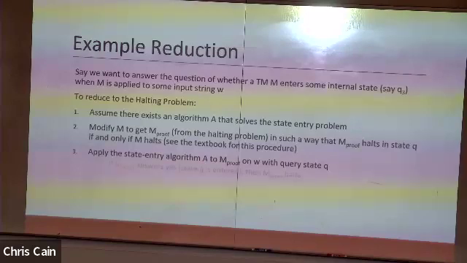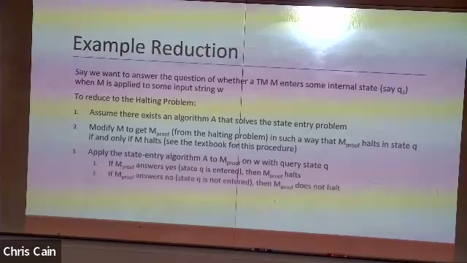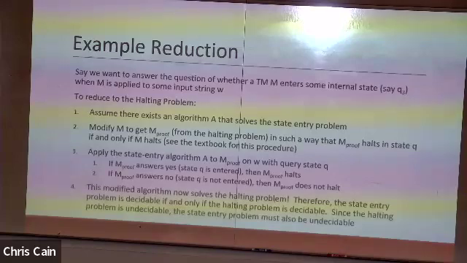The conclusion from this is if M' answers that we enter state Q, then M' halts. If M' answers no, state Q is not entered, then M' does not halt. Look at that, we solved the halting problem. We came up with an algorithm that was capable of determining whether or not this machine halts by determining whether or not it enters Q.